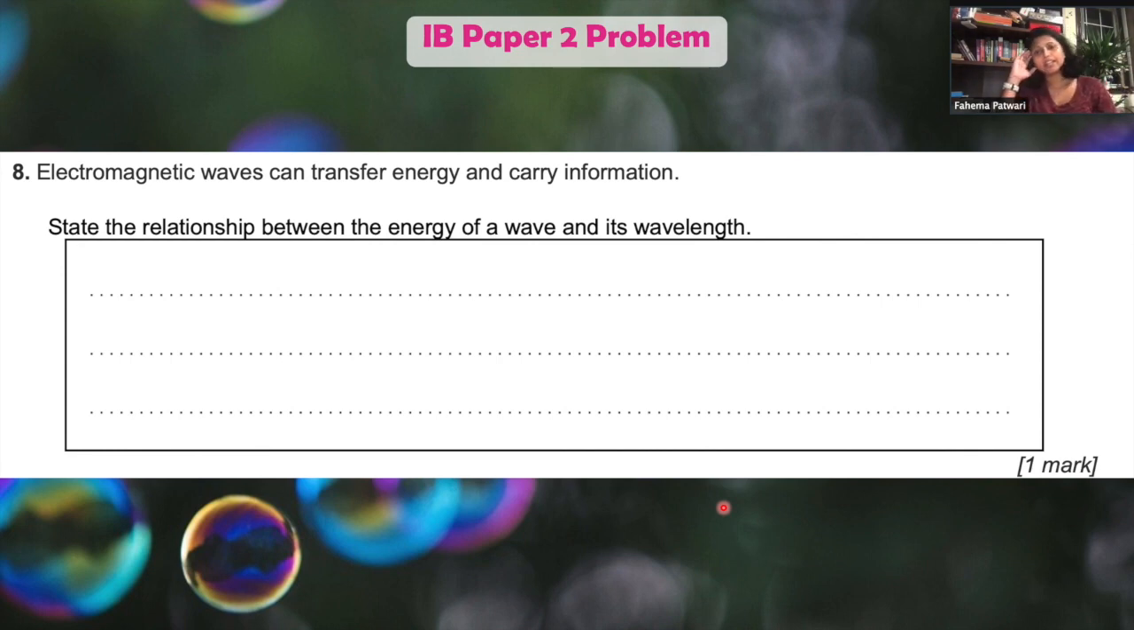Okay, electromagnetic waves can transfer energy and carry information. That's extra information. Sometimes the IB will throw extra information at you for no reason. But all it wants you to do here is state the relationship between the energy of a wave and its wavelength. All you have to do is say either it's inversely proportional, or you can say if one goes up, the other comes down.